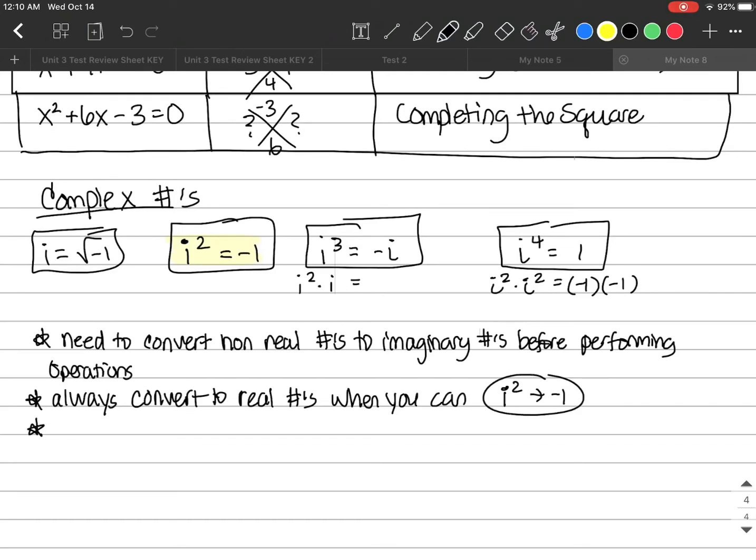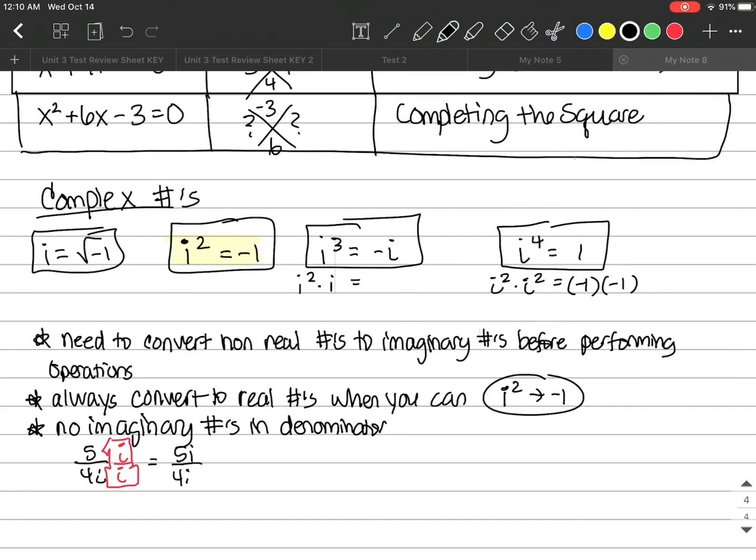And no imaginary numbers in the denominator. That's important. So if I have something like 5 over 4i, I can multiply the top and bottom by i. I can multiply by a giant 1, i over i. I want to get i squared in the denominator so that turns into a real number. So this will become 5i over 4i squared. I know i squared is -1, so this is just 5i over -4. And I've gotten i out of the denominator.